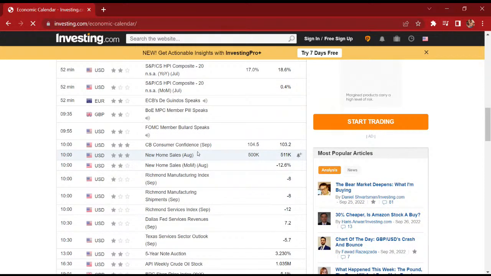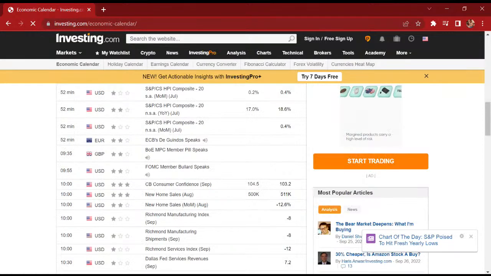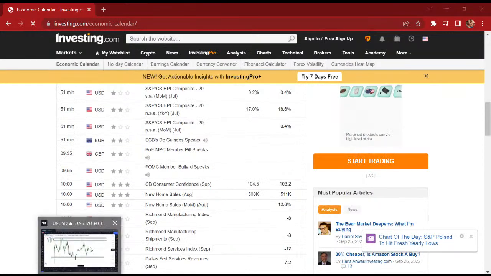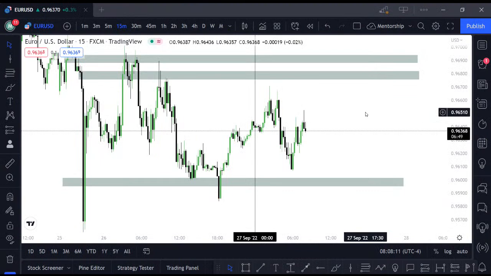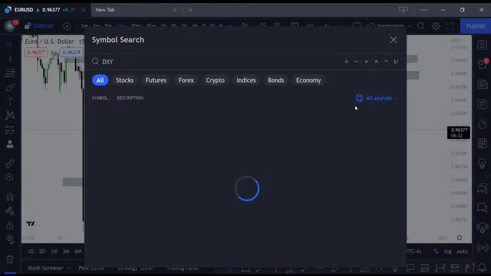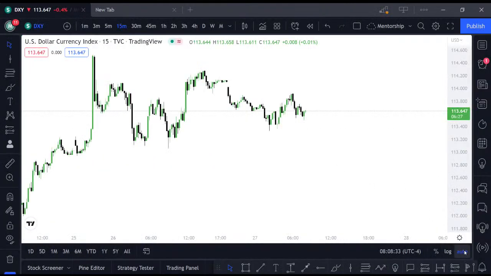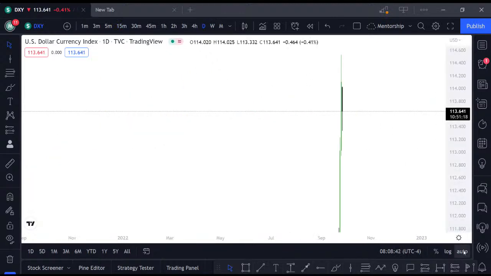So let's go ahead and analyze the dollar. Let's analyze the DXY. I am using TradingView. I'm going to use TradingView to do the DXY. Let's first look at the daily chart.